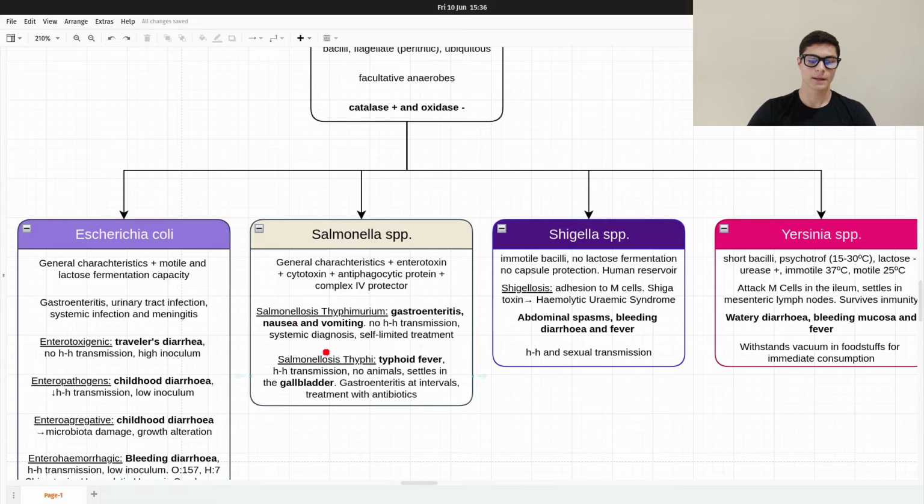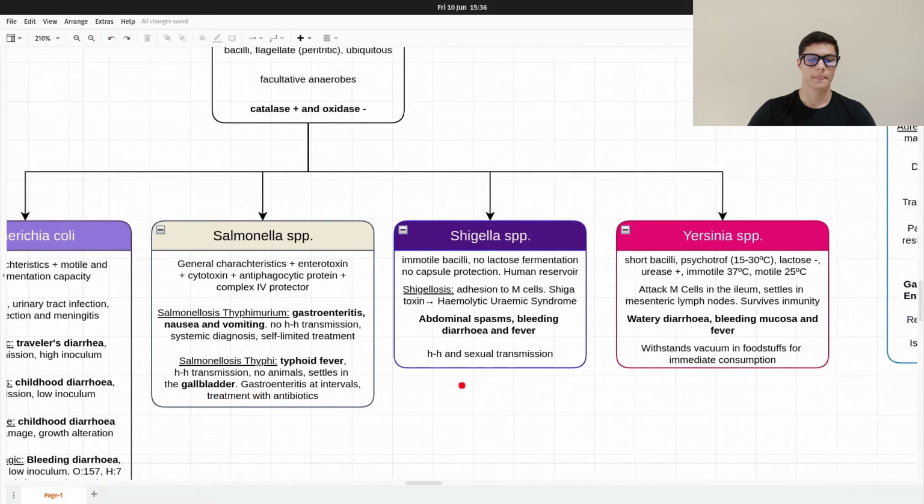The other one is the most dangerous one, which is Salmonella typhi, which causes the typhoid fever. There is human-to-human transmission. No animals are involved in this, and it settles in the gallbladder. It causes also gastroenteritis at intervals, and the treatment is with antibiotics.